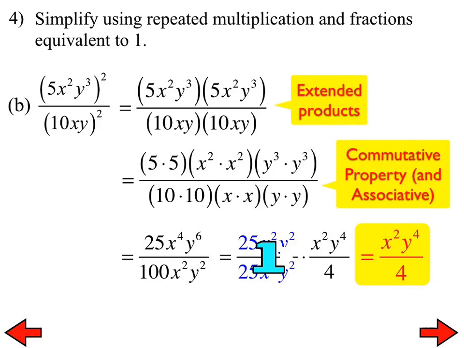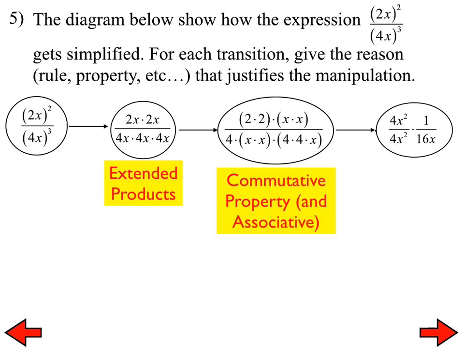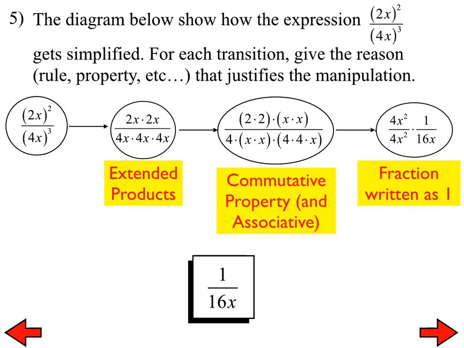Last thing for today. There are some problems in the homework where it's asking you for the rule or for the property or something like this. I'm just going to go ahead and tell you these because we've gone a little bit further than I wanted to as far as time goes. So the first part right here is extended products. Go ahead and write that in. Second part would be commutative and associative property, and this is almost like every single problem has been. And then we're creating a fraction written as 1 there, and then of course we simplify to get the answer right there.